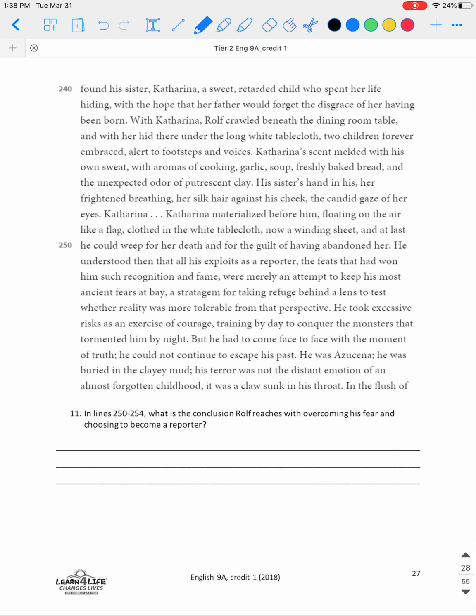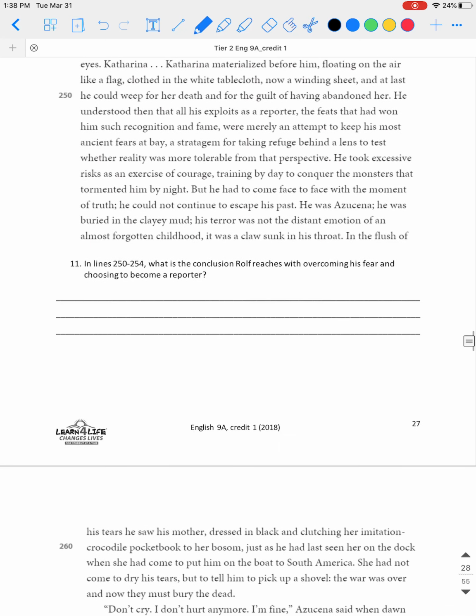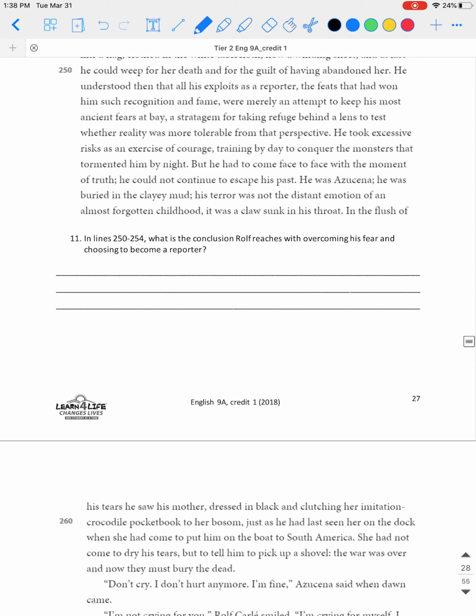He was Azucena. He was buried in the clay mud. His terror was not the distant emotion of almost forgotten childhood. It was a claw sunk in his throat. In the flush of his tears, he saw his mother dressed in black and clutching her imitation crocodile pocketbook to her bosom, just as he had last seen her on the dock when she had come to put him on the boat to South America.